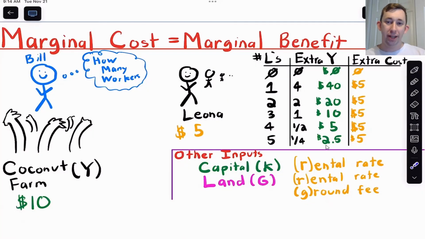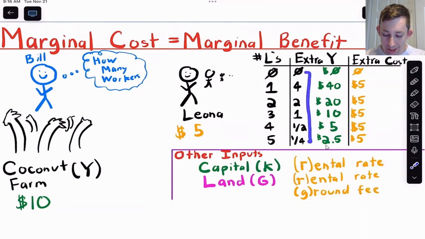So here's the motivating example for this topic. This is Bill. Bill owns a coconut farm. I'm going to call the number of coconuts that he makes Y, and I'm going to say that he can make $10 for every coconut that he sells. Now Bill is trying to figure out how many people he should hire. Let's just call them all Leonas, or the number of workers, L. And you can see this is the number of Leonas that he's considering hiring.